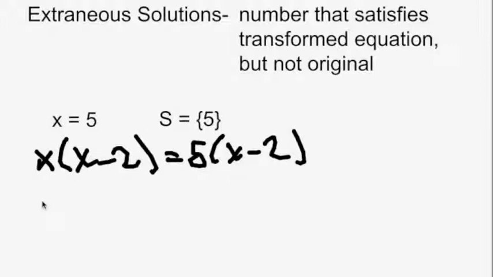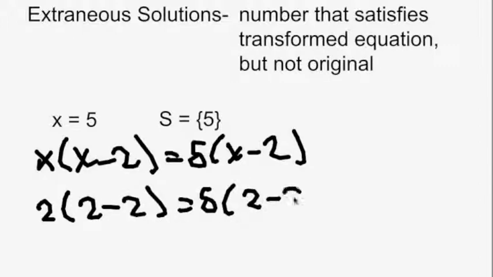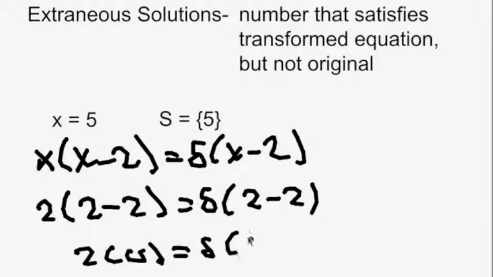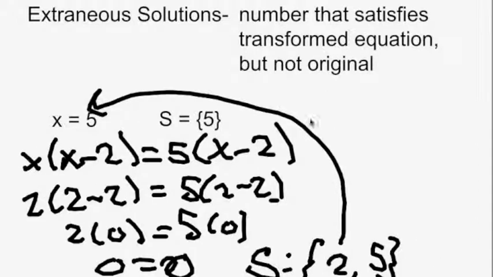However, if you substitute in 2 for every value of x, you get 2 times (2 minus 2) equals 5 times (2 minus 2). You get 2 times 0 equals 5 times 0. So 0 equals 0, which is still true. So you would have the solution set of {2, 5}. However, if you plug 2 into the original equation, you get 2 equals 5, which is not true. And so this is what is called an extraneous solution.